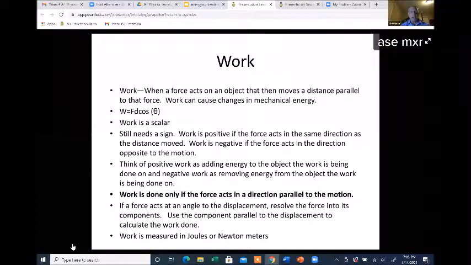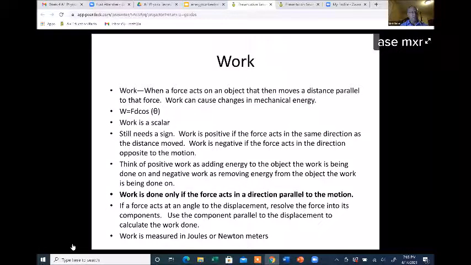So work can cause changes in mechanical energy. It can increase the mechanical energy in an object, or it can decrease it depending on the direction of the work. The formula we're going to use to calculate work is force times distance times the cosine of the angle theta. And in this case, theta is essentially the angle between the application of the force and the direction of motion. And we'll see how that actually plays out here in just a second.